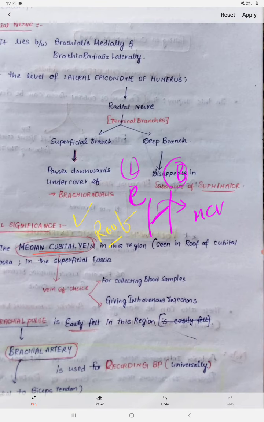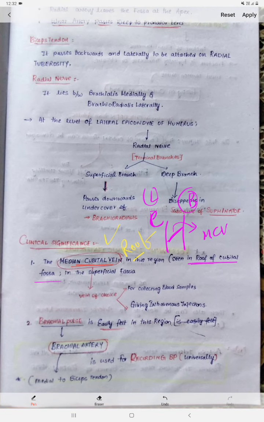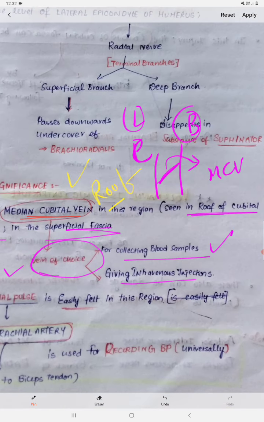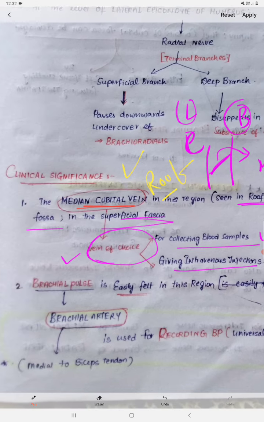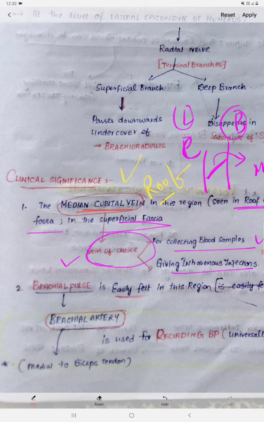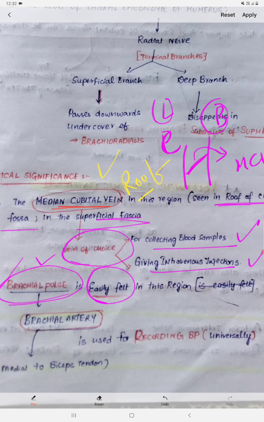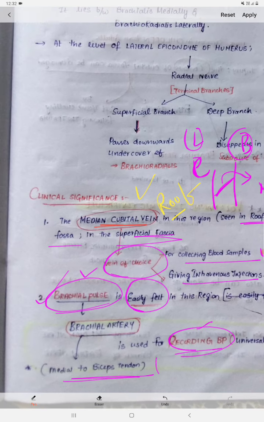It is seen in the roof of the cubital fossa, as already discussed, and in the superficial fascia. It is the vein of choice for collecting blood samples or giving IV injections, because it can easily be palpated to give intravenous injections. Another one is the brachial pulse. This is the brachial artery. It is universally used to record the BP, blood pressure. The brachial pulse is easily felt, so it is chosen for recording the BP. It is medial to the biceps tendon. Please remember this point.